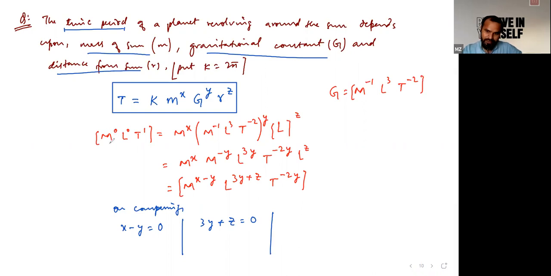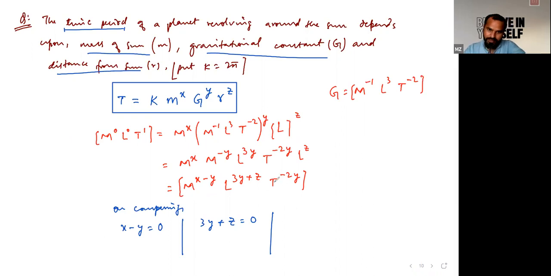Just see the exponent on the left hand side for this particular mass. As the exponent for mass on the left hand side is 0, the exponent of mass on the right hand side must be 0 according to the principle of homogeneity. It tells you that if two quantities are related by an equal sign, the dimensions of the left hand side and right hand side of each term should be equal. That's why I've compared them.